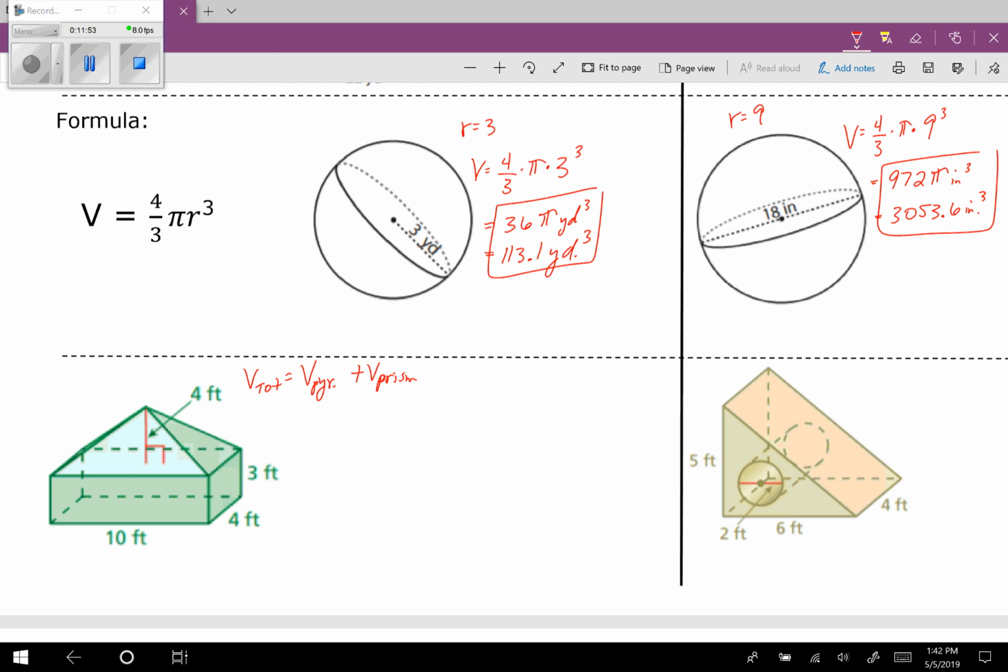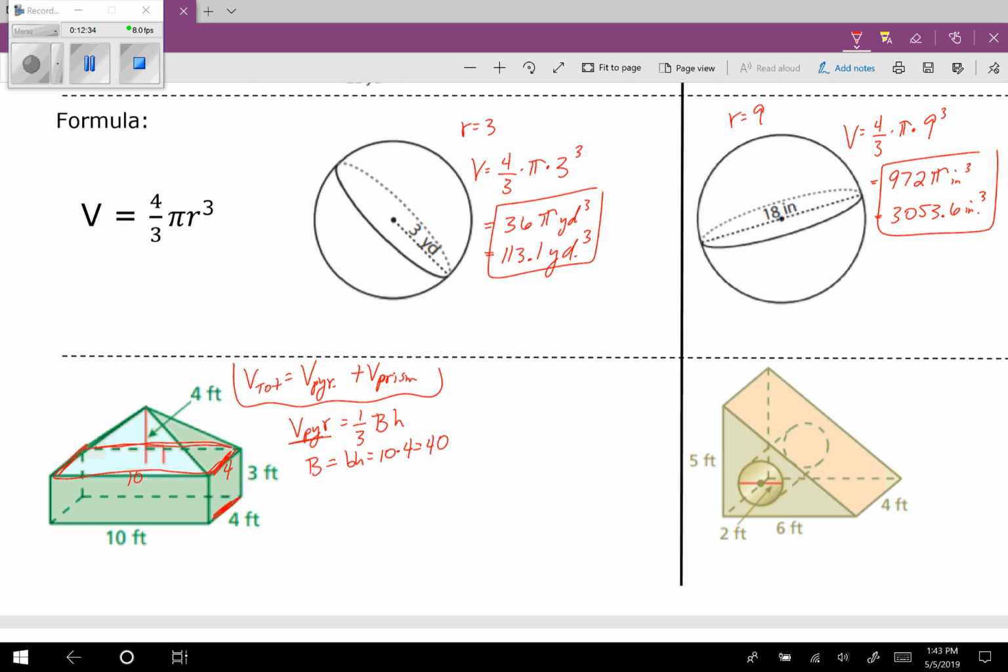So we have to calculate those 2 things separately. So let's do volume of the pyramid. It's going to be 1/3 area of the base times the height. So we have to calculate area of the base. This is the base of the pyramid, right here. We can see it's a rectangle, so it's base times height. The base of it right here is 10, and the width of it is 4. So 10 times 4, which is 40.